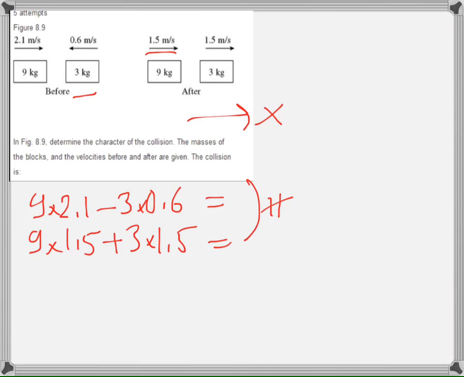That's it. You cannot say anything about the type of the collision because the momentum is not conserved. We can say the collision is elastic or inelastic only if the momentum is conserved. We concern the type of the collision only when the momentum is conserved. If the momentum is not conserved, you cannot say anything about the type of the collision. Okay, I think this is understood.